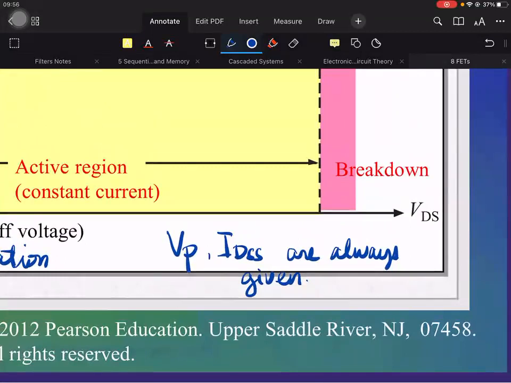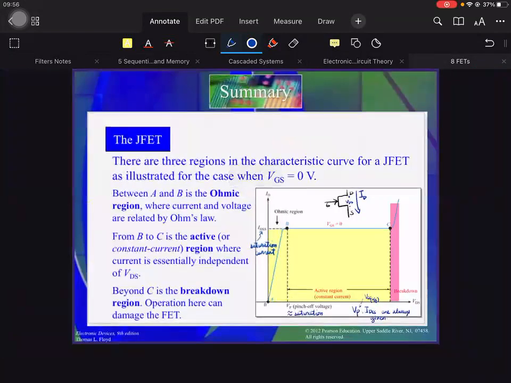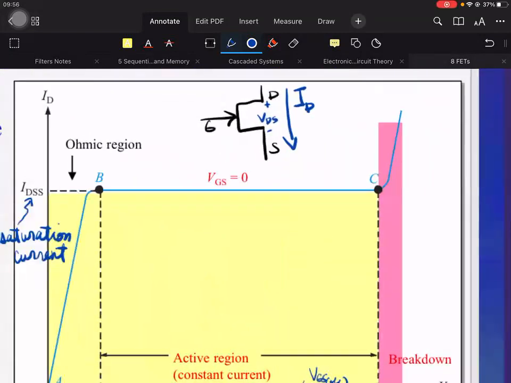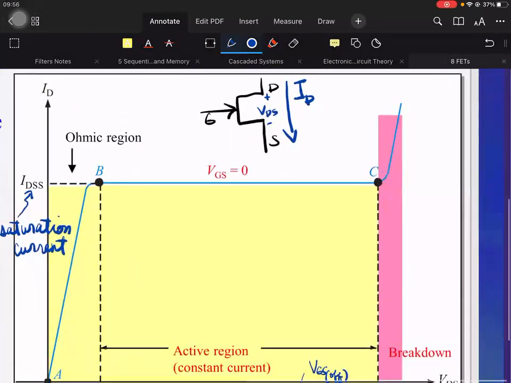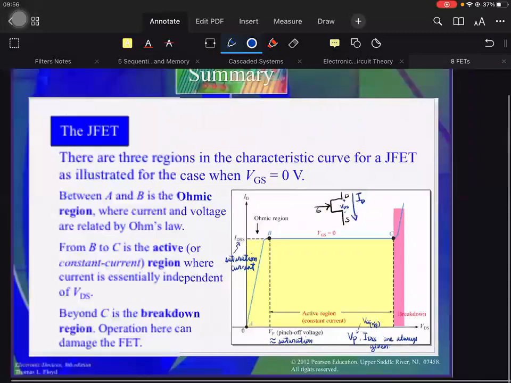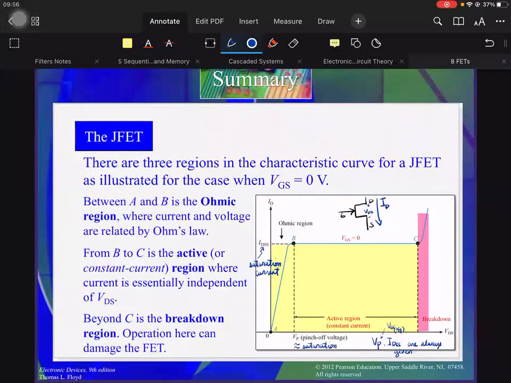Another term for VP is when VGS is off. Sila ang gamitin ng term ba? Later, sa mga formula pa sila ang gamitin ng term. So when VGS is off, that value is VP. Okay? Of course, anything above this value is the breakdown region. The FET will be busted.